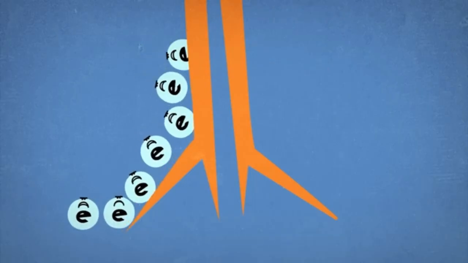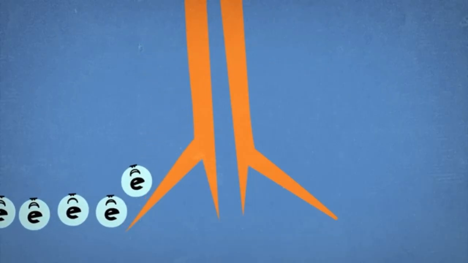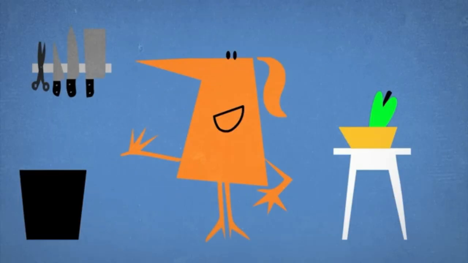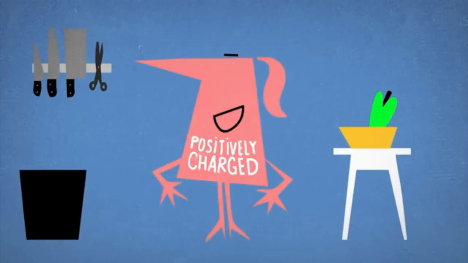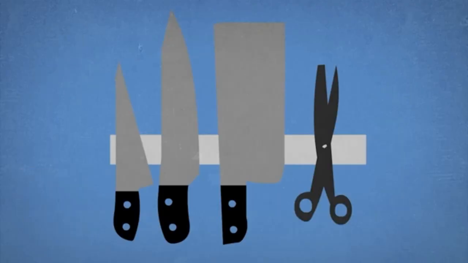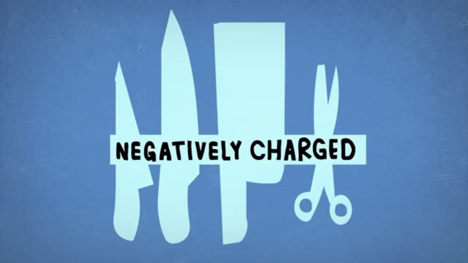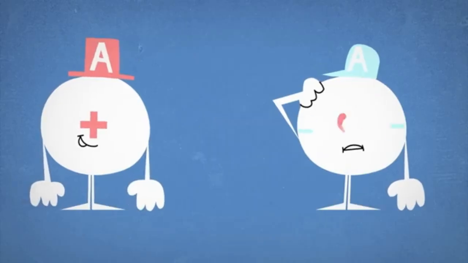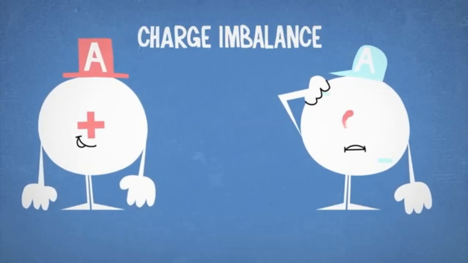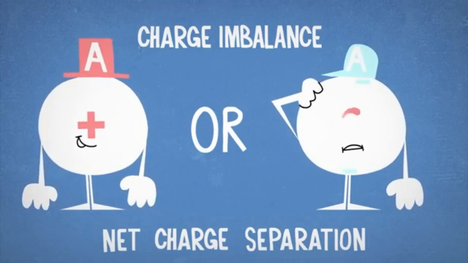But electrons are tiny, almost insignificant in mass, and rubbing or friction can give loosely bound electrons enough energy to leave their atoms and attach to others, migrating between different surfaces. When this happens, the first object is left with more protons than electrons and becomes positively charged, while the one with more electrons accumulates a negative charge. This situation is called a charge imbalance, or net charge separation.